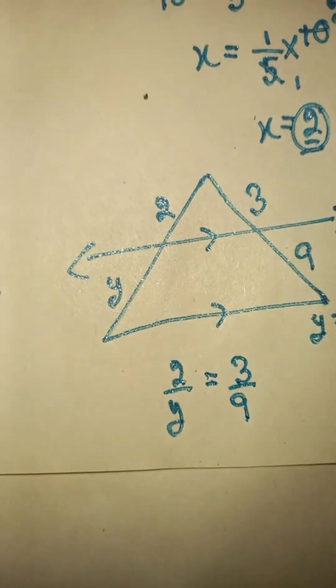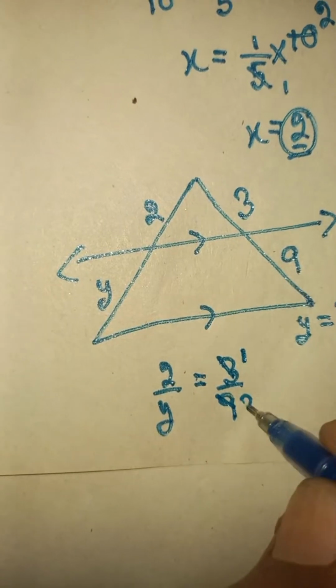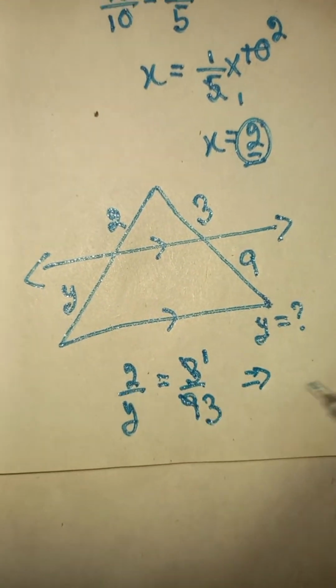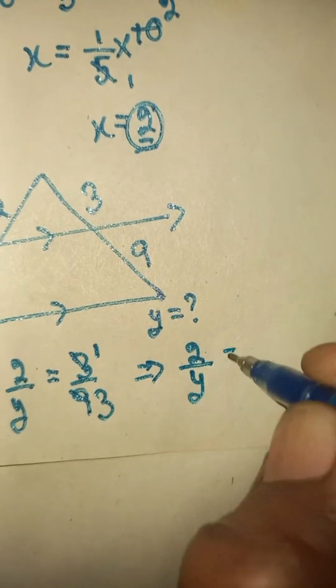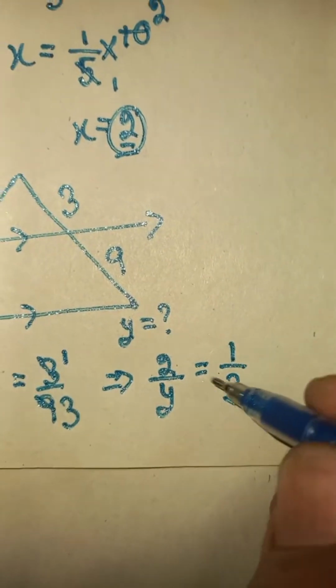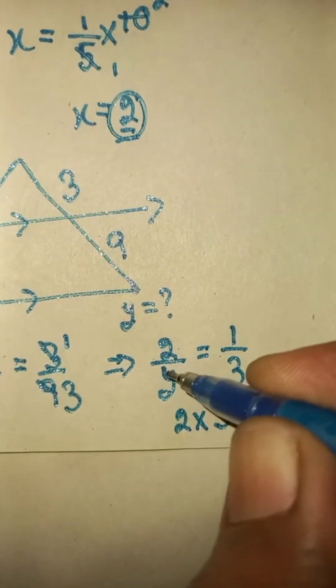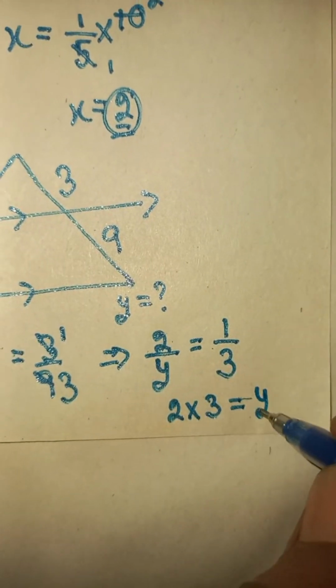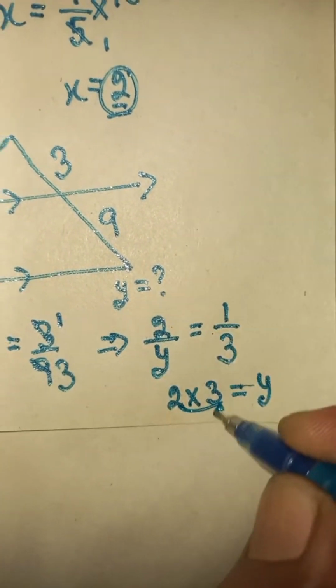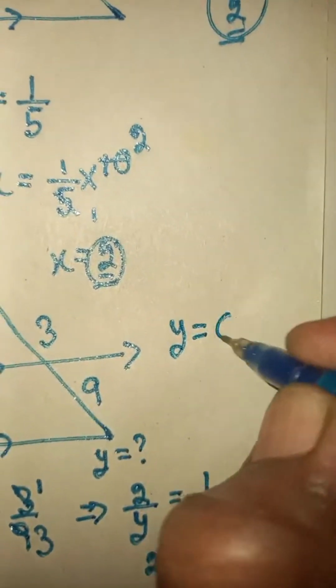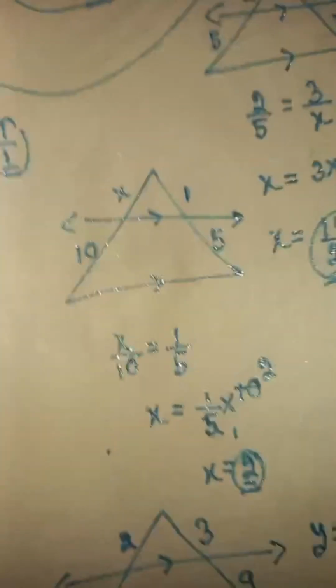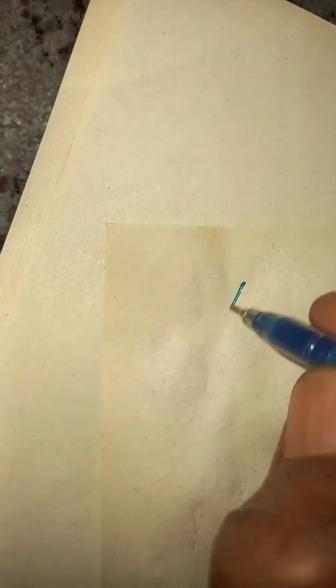3 by 9 you can simplify: 3 ones are 3, 3 threes are 9, and write the complete equation, 2 by y equal to 1 by 3. 3 comes to the numerator, that becomes 2 times 3, and y also from below comes to the numerator. Now 2 times 3 is 6. So the y value becomes equal to 6. Let's take one more problem. Here they are giving this triangle, and in this triangle also they are dividing in the same way.